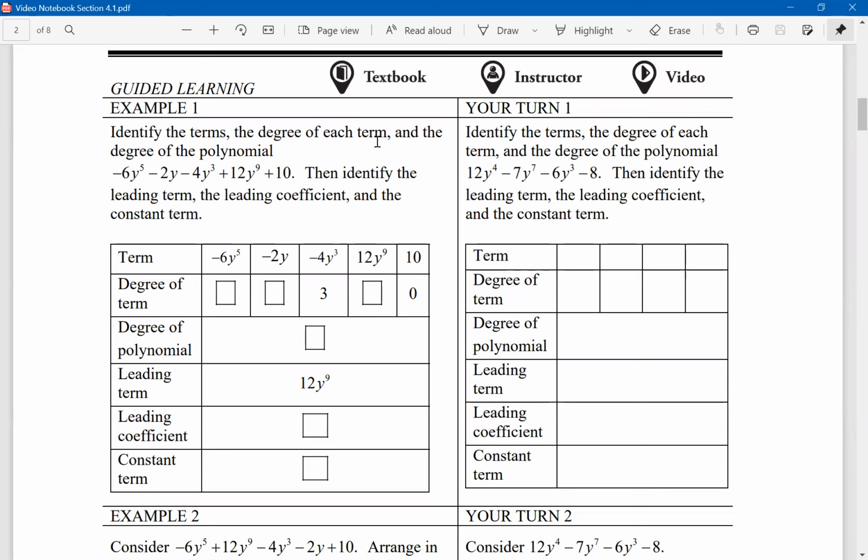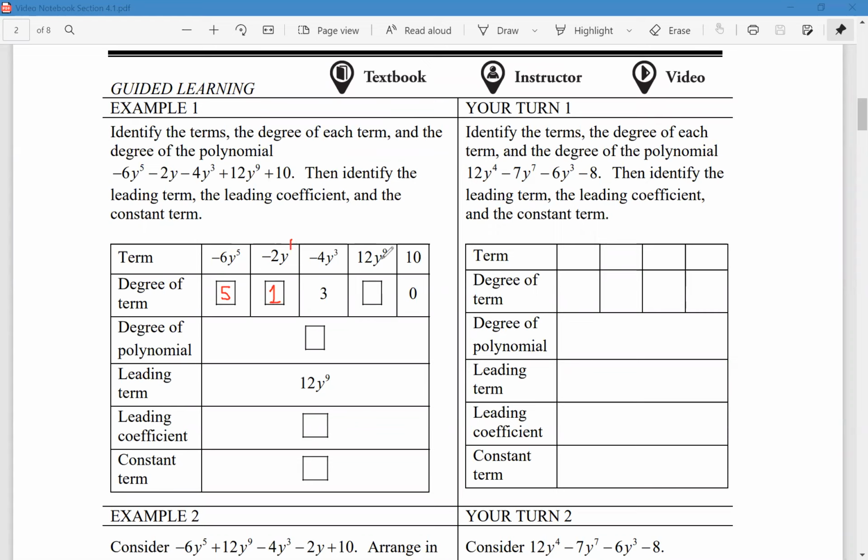Identifying terms, degree of each term, degree of the polynomial. So negative 6y to the fifth minus 2y minus 4y to the third plus 12y to the ninth plus 10. All right, so let's try to fill these in. So we're doing the degree of each term first. Negative 6y to the fifth has a degree of 5. Negative 2y has a degree of 1 because that's the exponent on the y.